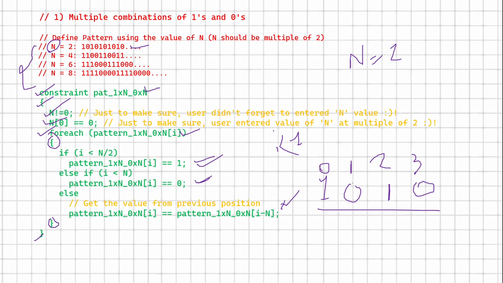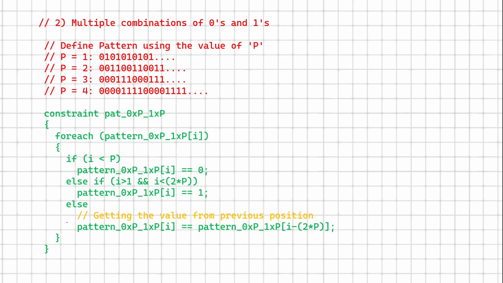If n is 4, you can directly say it will generate 1 1 0 0, because it will be less than 2, up till the second index, meaning index 1, it will be 1 1 and then 0 0, similar to that. Let's move toward our next.